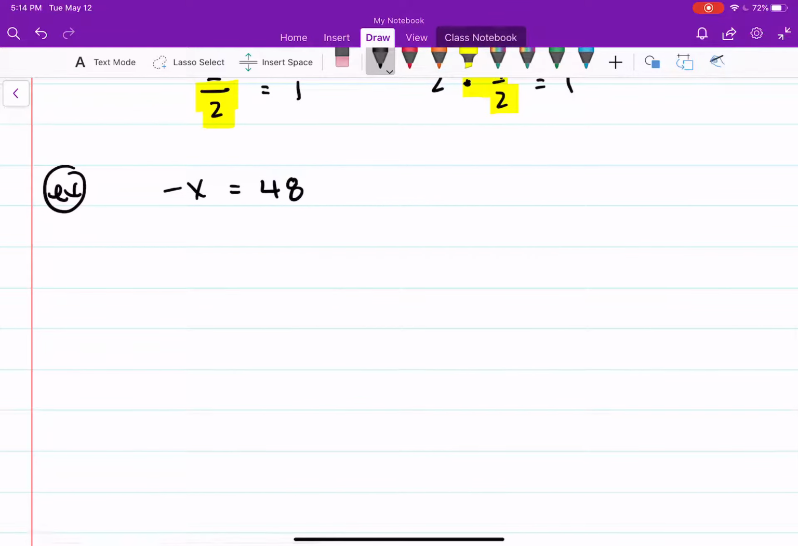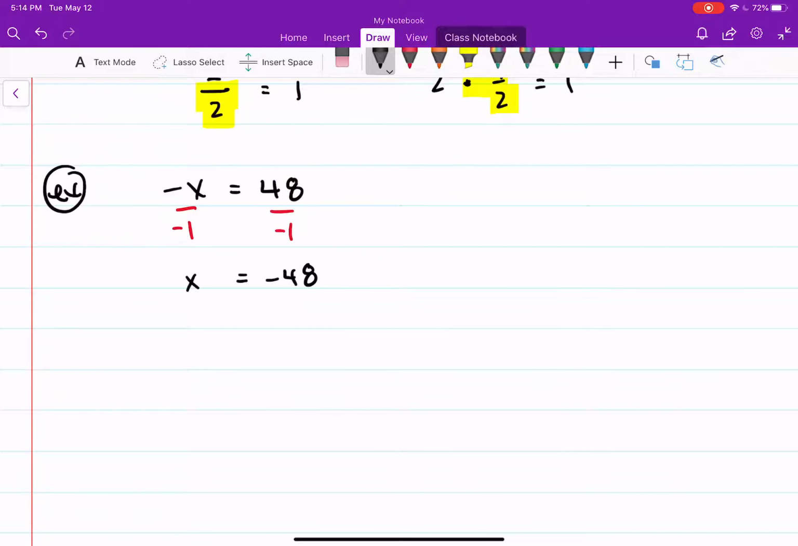So one of two things I can do. If I look at right here, this is not the answer because the x is not a positive 1x. This is actually a negative 1x. So I could divide by a negative 1. Then I would get x is equal to negative 48.